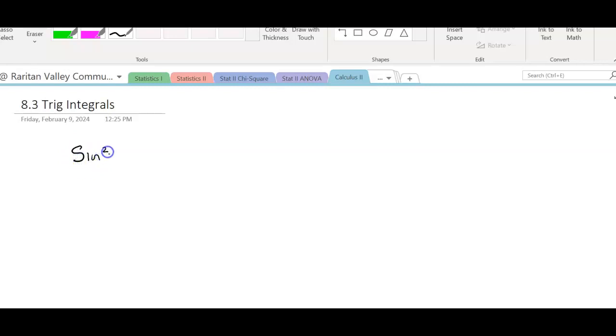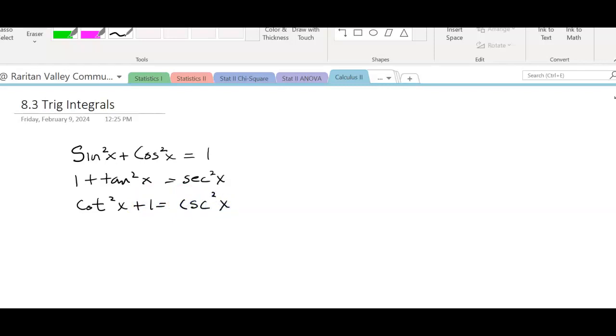So I know you're all familiar, of course, sine squared x plus cosine squared x equals 1, but don't forget 1 plus tan squared x. And you want to be careful, you don't want to get them confused with the hyperbolic functions we did in 7.3. We're back to our standard trig functions now, not hyperbolics. And of course, cotan squared plus 1 equals cosecant squared x.